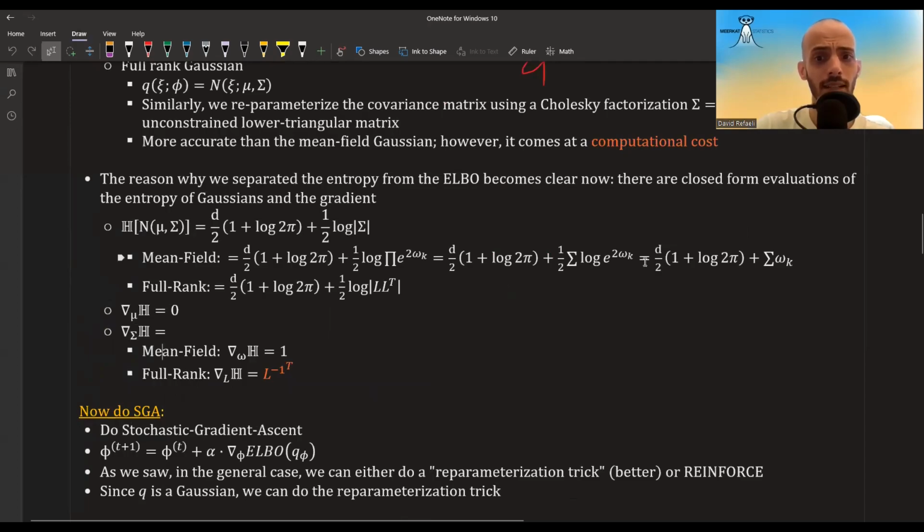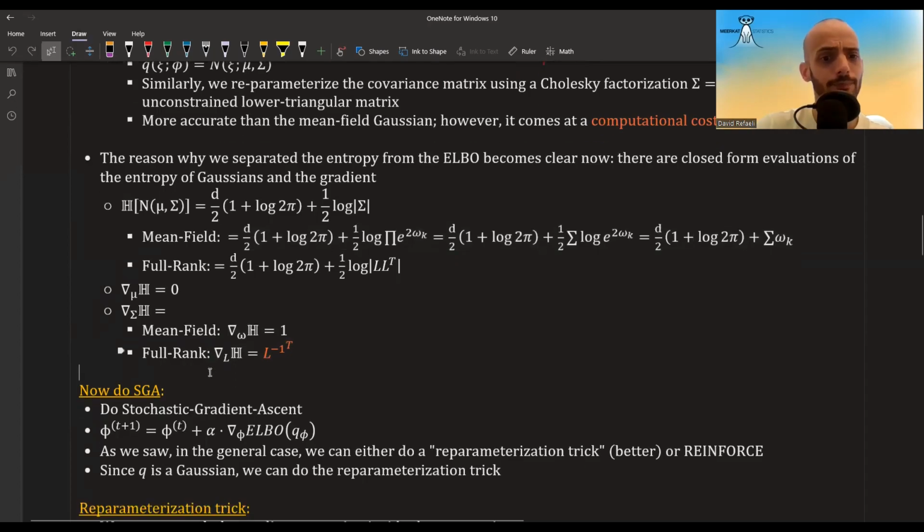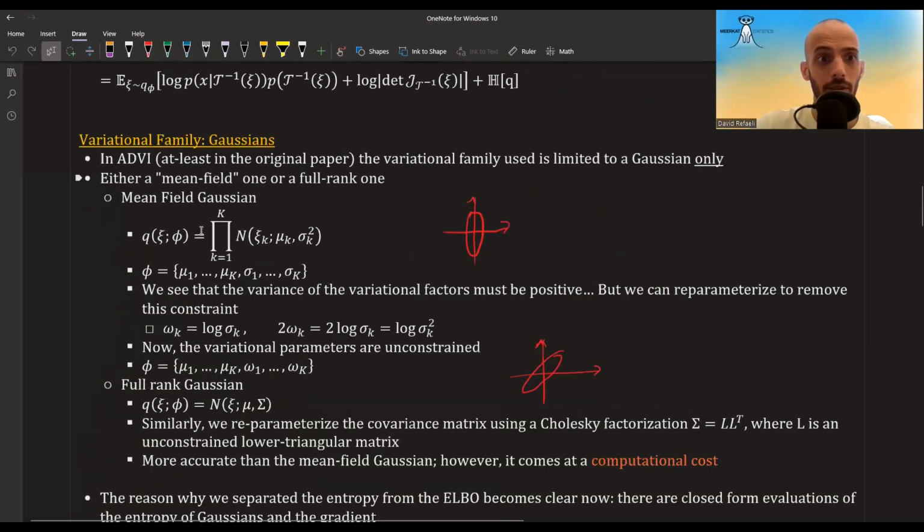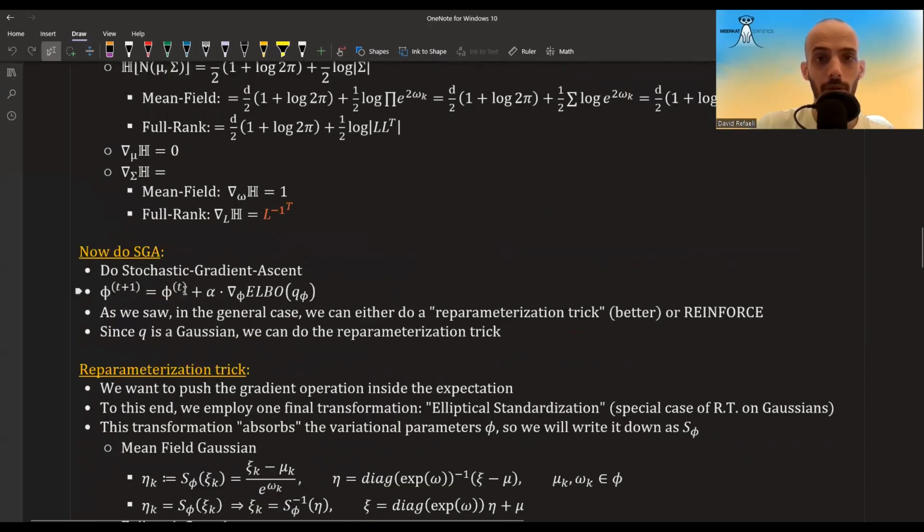With regard to sigma, well, the sigma here are the omegas in the mean field. So taking the derivative of this with regards to omega just gives a vector of 1. And taking the derivative of this with regard to the L matrix, the lower triangular matrix, in the paper they state it's equal to this. I tried to check this. It seems to be right, but the math is really, really hairy, so I will leave this out of the video. Okay, so now we know what the entropy is and the derivative, and we also transformed the Gaussians. We now want to do stochastic gradient ascent, which is basically this.